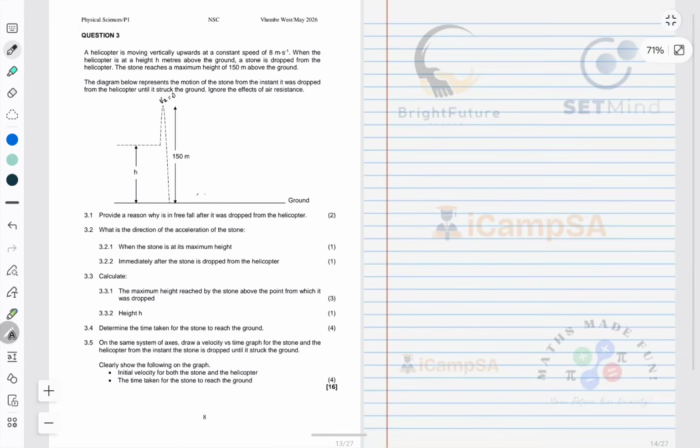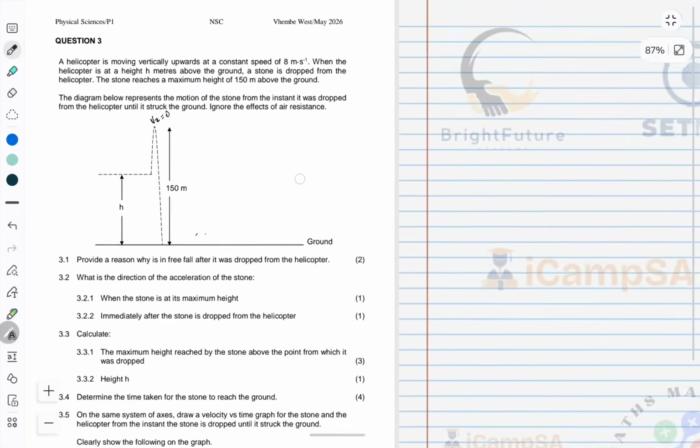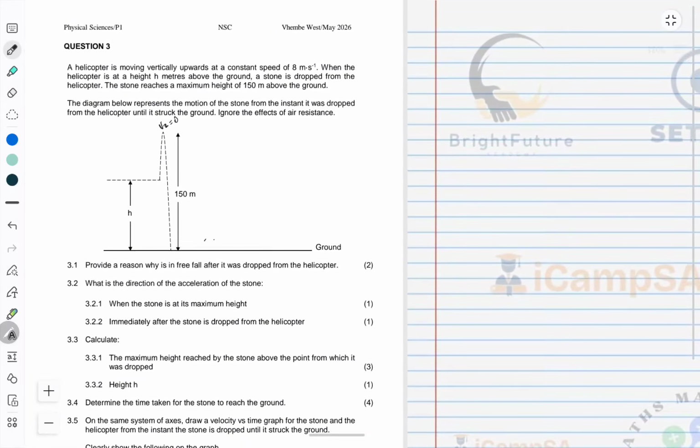All right, that's our question 3. A helicopter is moving vertically upwards at a constant speed of 8 meters per second. When the helicopter is at a height h meters above the ground, a stone is dropped from the helicopter.